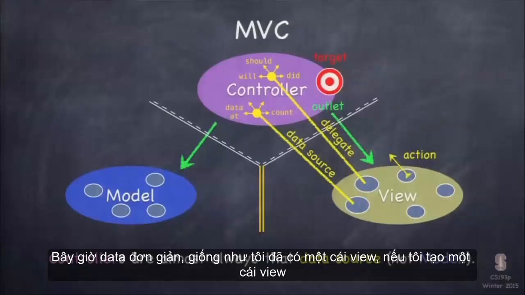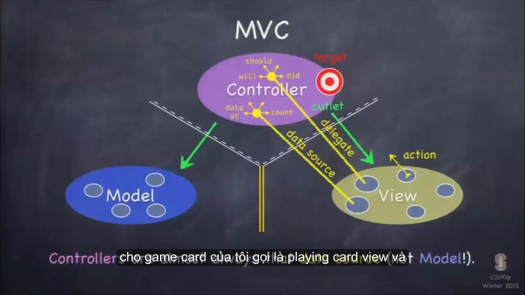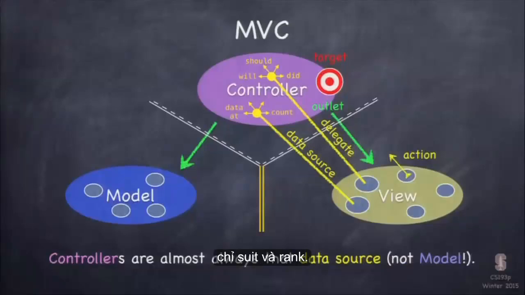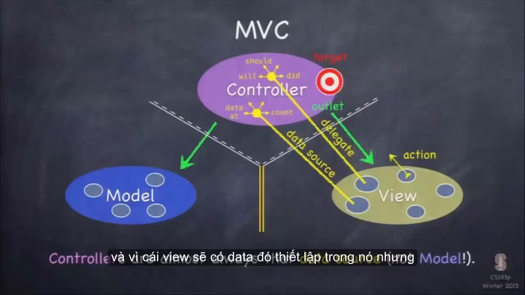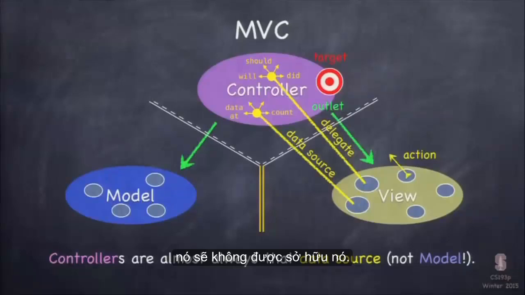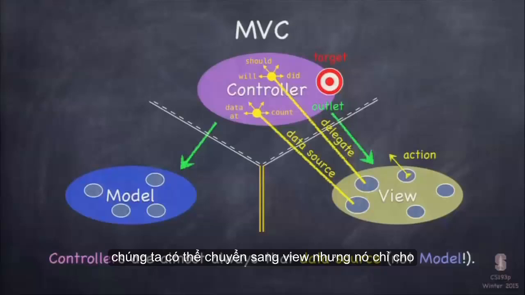Now, simple data, like if I invented a view for my card game called playing card view, and it just has a suit and a rank, okay, we're not going to do count data for just suit and rank. We are going to set those properties. And so the view then would have that data set in it, but it wouldn't be owning it, right? The model would still be owning the suit and rank. The view is just getting that data to present it. Okay, so simple data we might transfer to the view, but it's merely for it to display it.